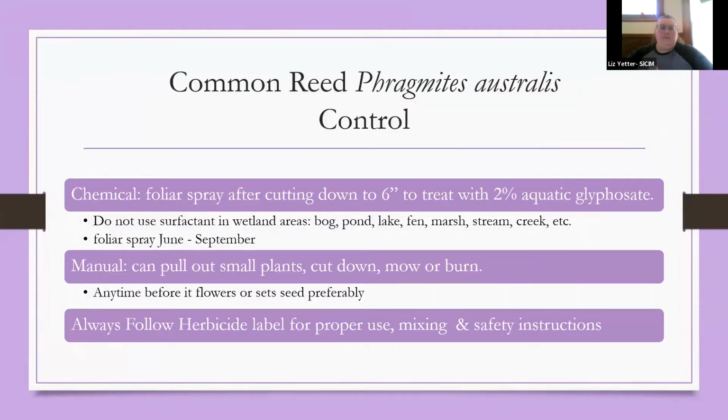So this one, if you're going to use herbicide to treat, cut it down so it's lower. One, it's a safety thing, you're not spraying above your head. And two, you're going to get better contact and it's going to be able to be absorbed into that massive root structure more quickly. This one does have some manual options.